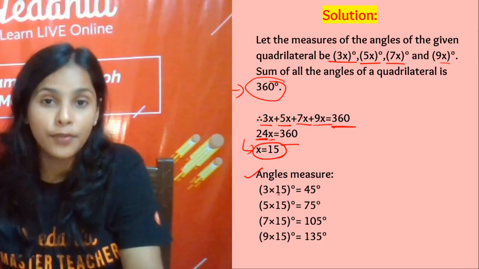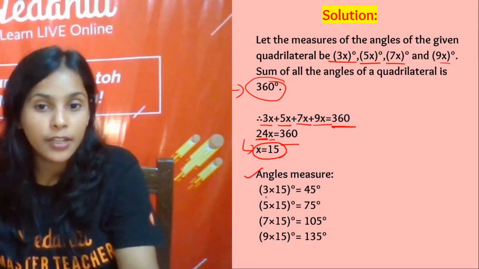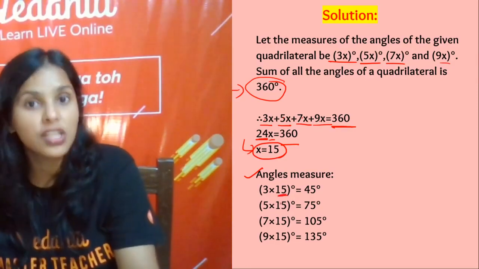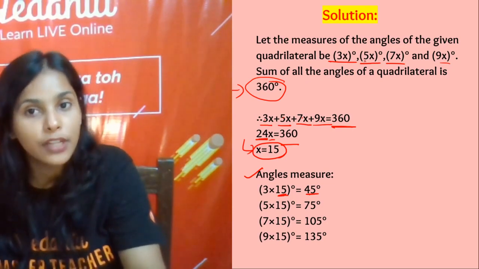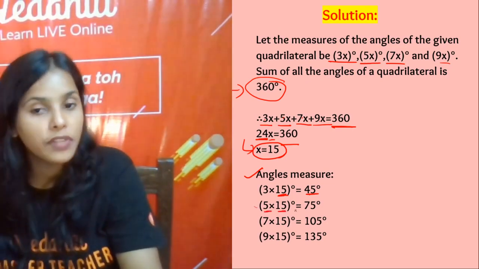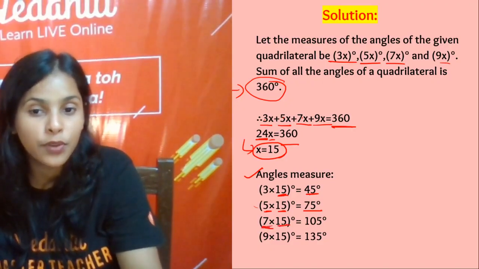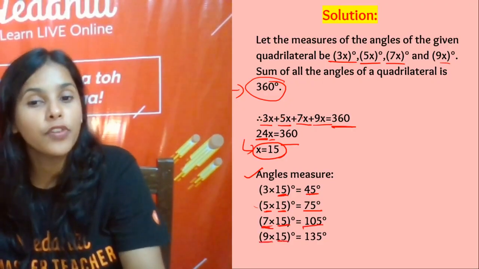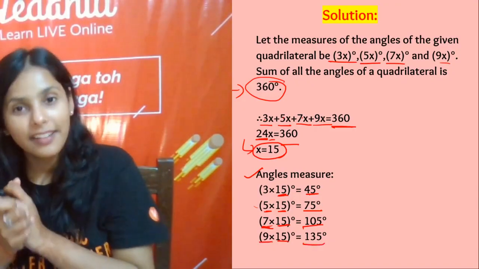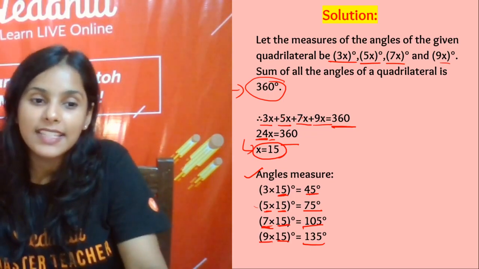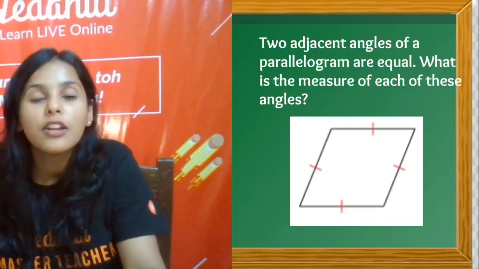So now you have to measure the angles. The first angle was 3x, so 3 into 15, which we have just now found, is 45. The second angle is 5 into x, so 5 into 15, 75. 7 into 15, 105. 9 into 15, 135. Simple, right? So don't worry, guys, these things are really simple. You just need to apply your logic.